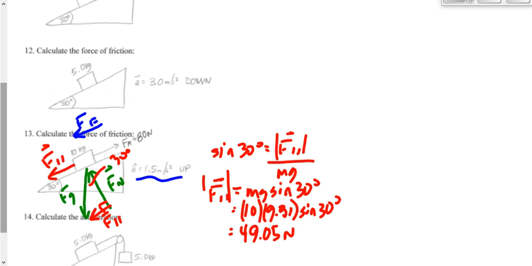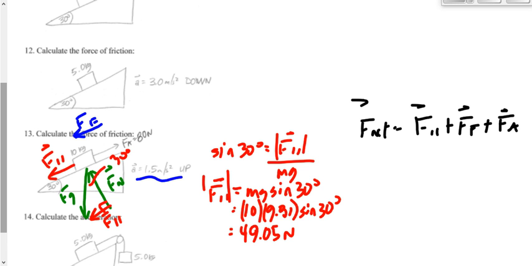Now let's say F net is equal to the sum of the forces. This time there's 3 of them. F parallel plus FF plus FA, the applied force of 80 newtons. F net is m times a. m is 10 kilograms. The acceleration, is it positive 1.5 or negative 1.5? Lex, is it positive or negative?